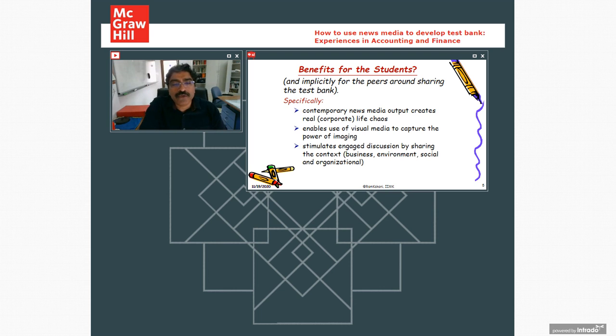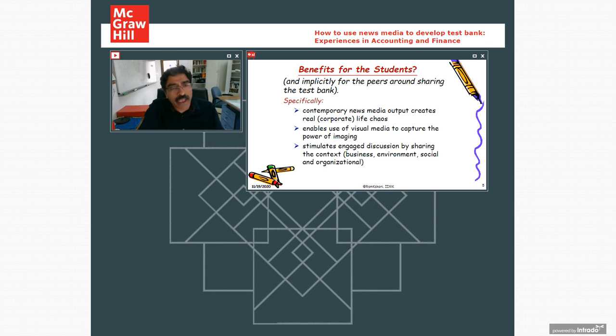contemporary news media output creates real life chaos. That is, when you read news media, let's say yesterday's newspaper, it creates real life corporate chaos, in some sense replicates what is happening inside the corporate, and only partial information is available to the outside world. It also enables a powerful way in which people learn, which is the power of imaging.